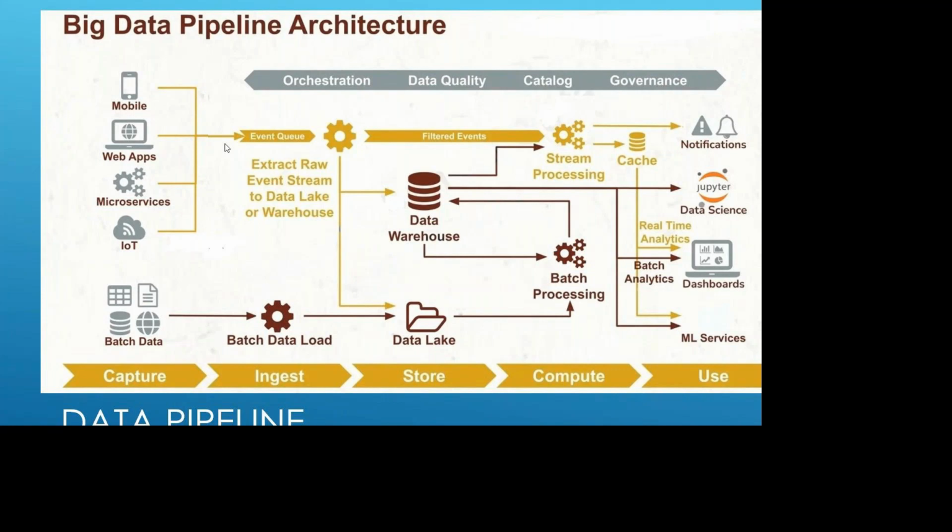This is the event queue. This is extracting the data in the form of event queuing. Here we are extracting the data in the form of batch data loads. To do all this process, we use different tools in our AWS cloud platform.